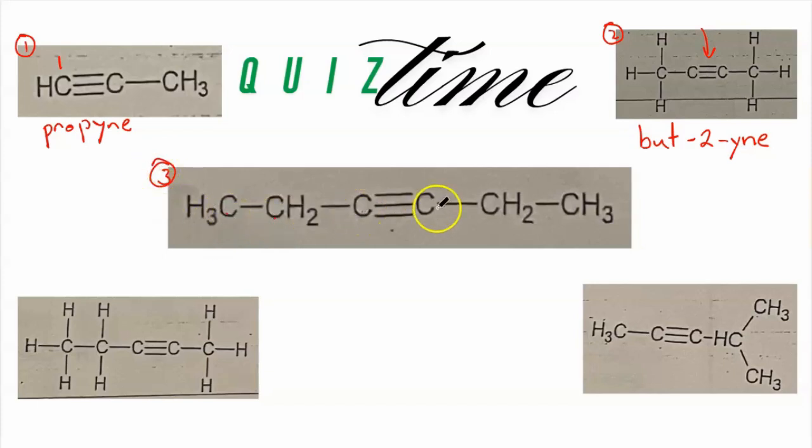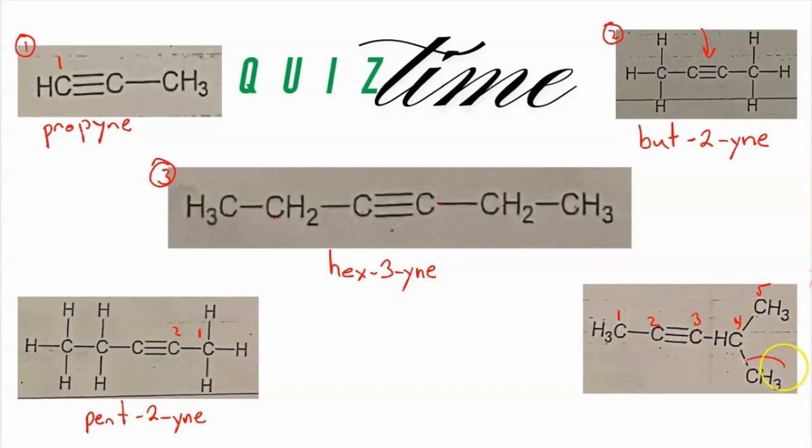Okay, what about this 3rd one? We have 1, 2, 3, 4, 5, 6. So that's a hex. And it looks like, 1, 2, it doesn't matter which direction we count from. It's the 3rd one. So this is hex-3-yne. Okay. Similar with this one, we have 5 and we're going to count from the right. In this case, it does matter. The lower number is 2 instead of 3, counting from the left. And so this is going to be pent-2-yne.